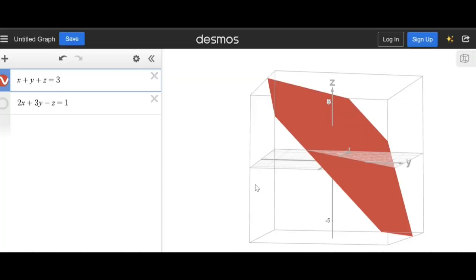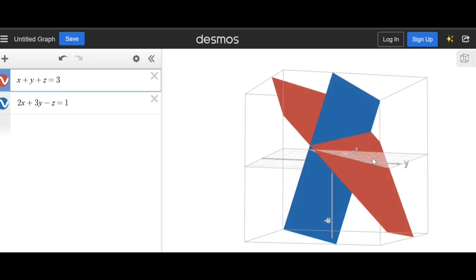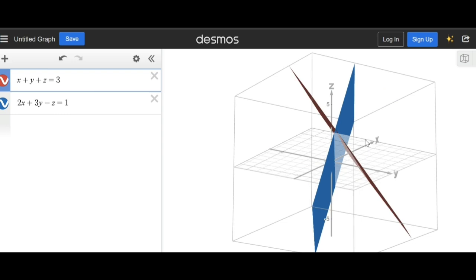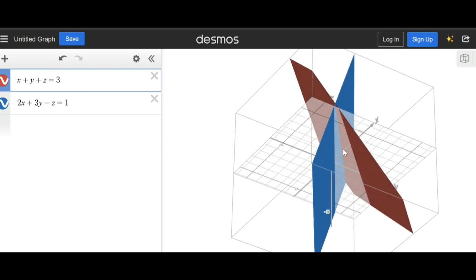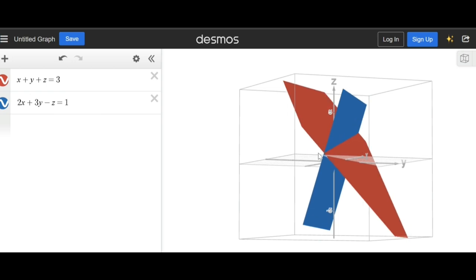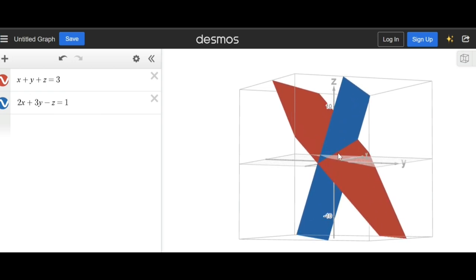Right, so what do I mean by this? Let's look back at Desmos again. Okay, let's say consider these two planes. The first red plane and the second blue plane. They intersect each other. Notice how in between them they intersect in a line. See this line? It goes on infinitely. So they have infinite solutions. Even though they are not the same or overlapping, they intersect at the line.